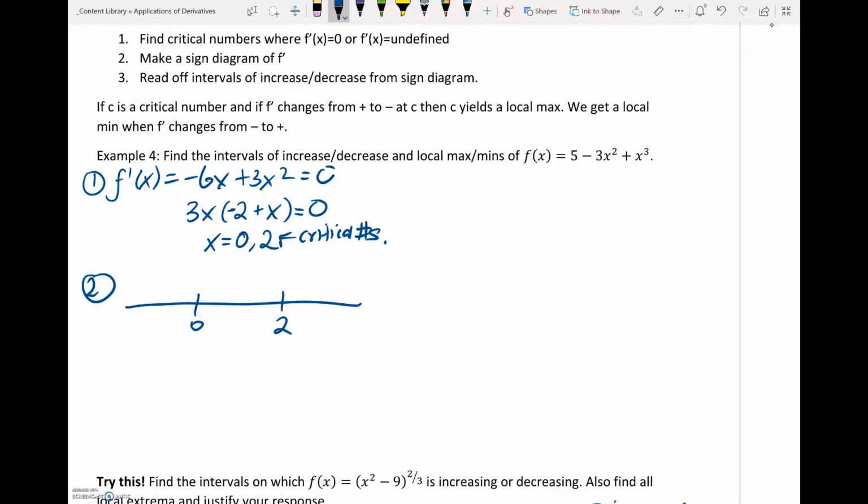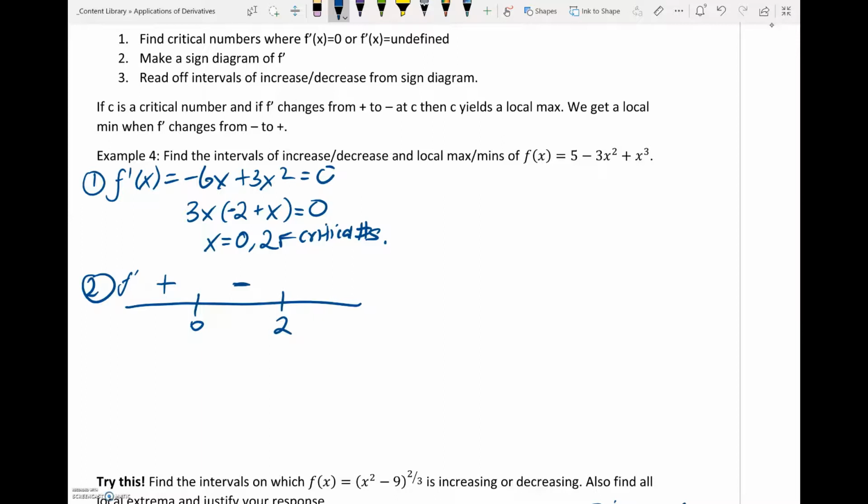And then in order to figure out if we're increasing or decreasing, I am going to plug in random numbers into our f prime of x equation to figure out if it's positive or negative. So in between negative and 0, I can plug in negative 1. And if I do that, that's a negative times a negative, which is positive. Then in between 0 and 2, I can plug in 1 back into our f prime of x. So that would be 3 times a negative number, which is negative.